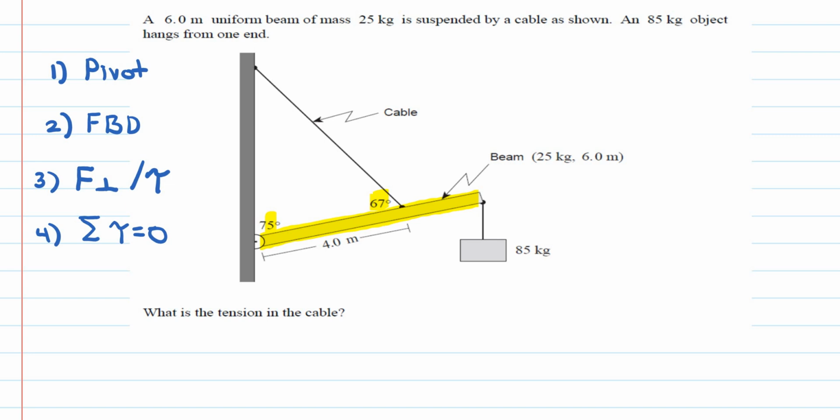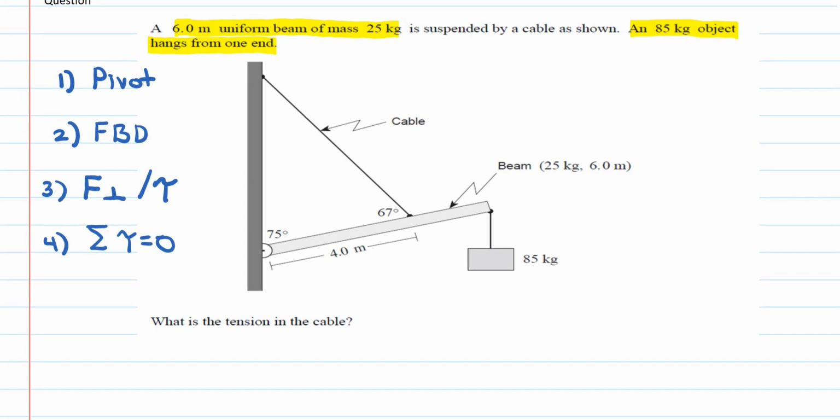Okay, so for this problem we have a 6-meter uniform beam of mass 25 kilograms, and it's not moving because it's being suspended by a cable as shown, and we also have an 85 kilogram object that hangs from one end. Our goal is to find the tension in the cable. So I'm going to find the tension in this particular cable right there in green. Okay, perfect. So let me erase some of the highlights here, and let's zoom in and start breaking down this problem.